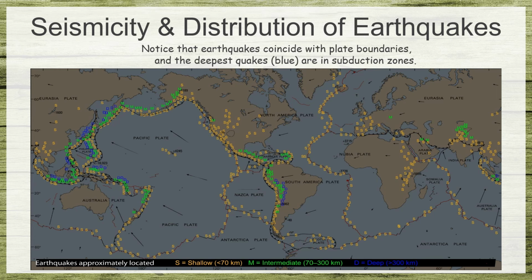So kung mapapansin mo, kung pagbabasehan natin yung diagram, mas marami yung earthquakes dun sa mga plate boundaries or kung saan nagtatagpo yung mga lithospheric plates. At yung mga pinakamalalim naman ay nangyayari dun sa mga subduction zones.